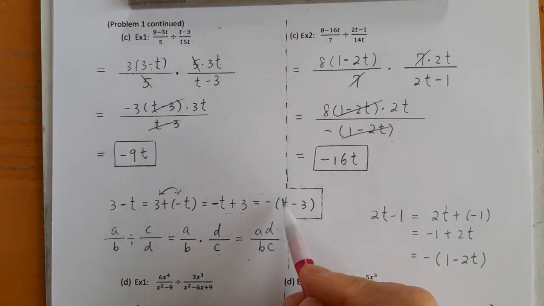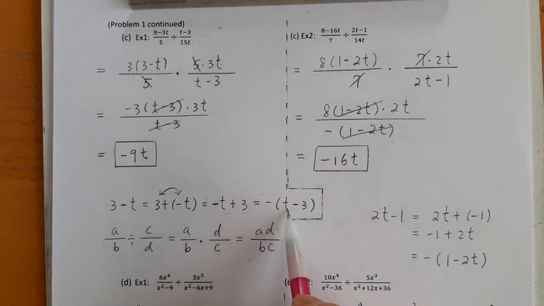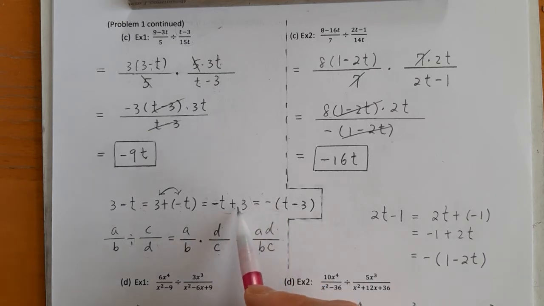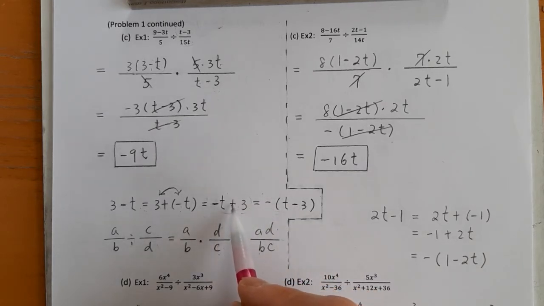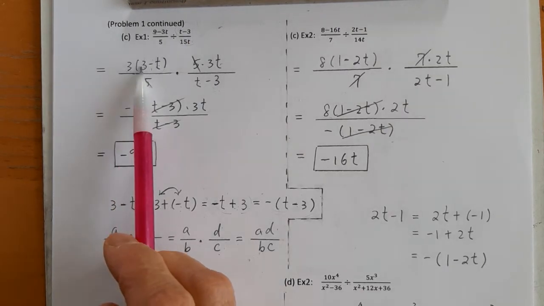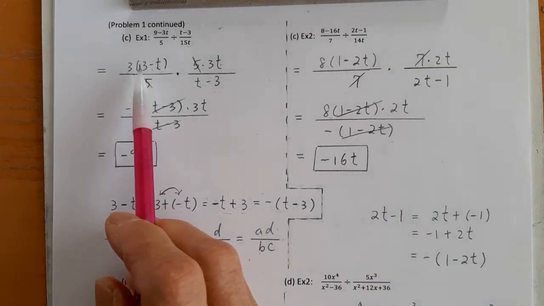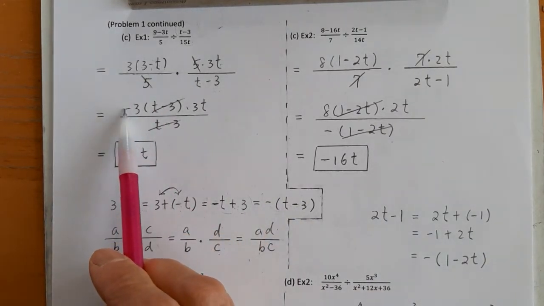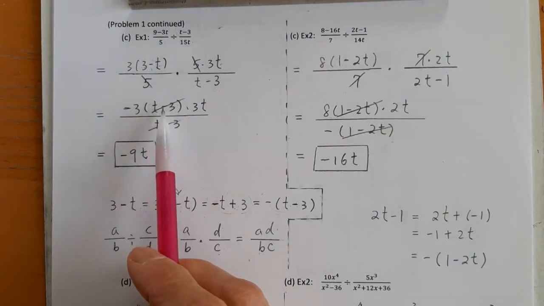So when you put the parentheses, this plus you have to change to minus. You can check it. Negative times t is negative t. Negative times negative is positive, so it's plus 3. They are equal. So when you insert the parentheses following the negative sign, plus changes to minus, minus changes to plus. Therefore, 3 minus t is equal to negative parentheses t minus 3.